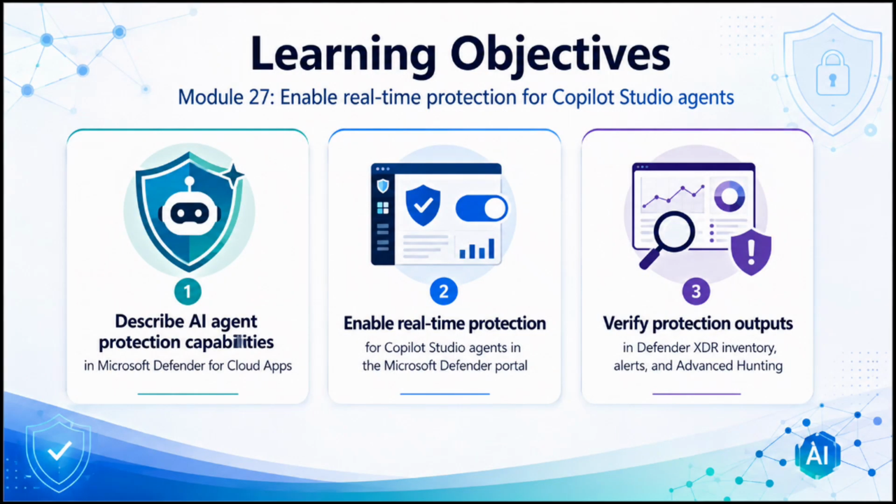At the end of this module, you should be able to: 1. Describe AI agent protection capabilities in Microsoft Defender for Cloud Apps. 2. Enable real-time protection for Copilot Studio agents in the Microsoft Defender portal. And 3. Verify protection outputs in Defender XDR inventory, alerts, and advanced hunting.